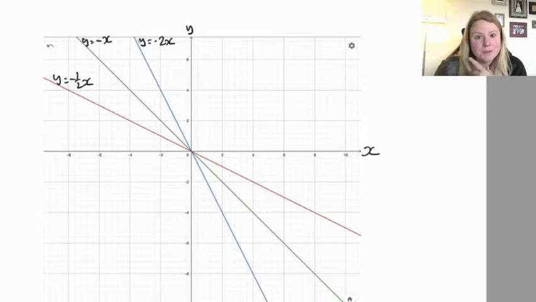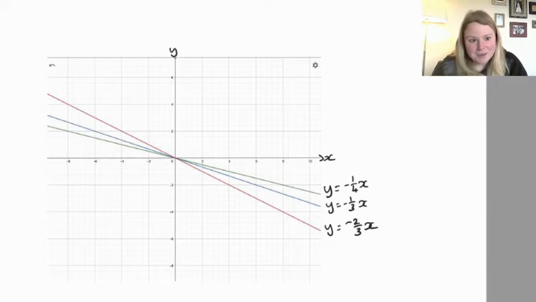So the line y equals minus a half x. No prizes for guessing the gradient. Minus a half. I'm just laughing at how cheesy I'm being. The line y equals minus x. You should have got the gradient of -1. And then the line y equals minus 2x. Surprise, surprise. The gradient worked out to be -2.